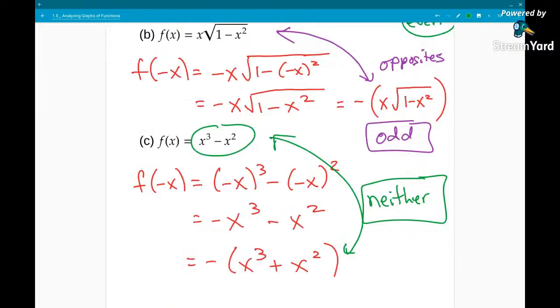And we're going to skip those last two examples there. And that wraps up section 1.5.